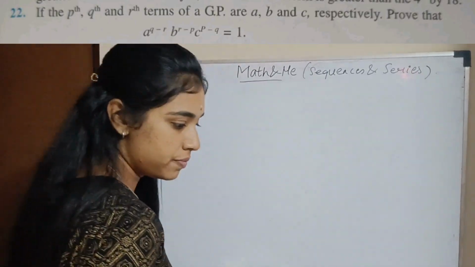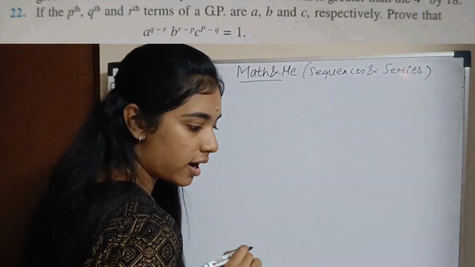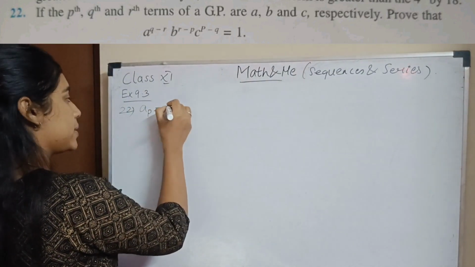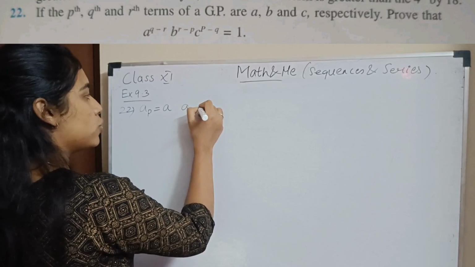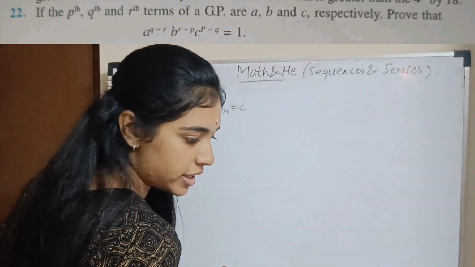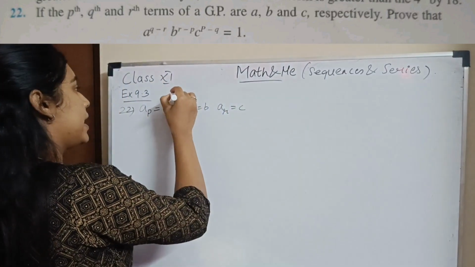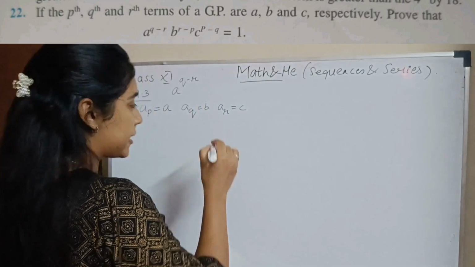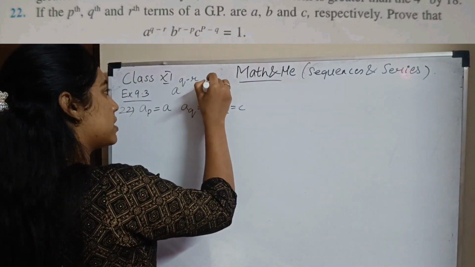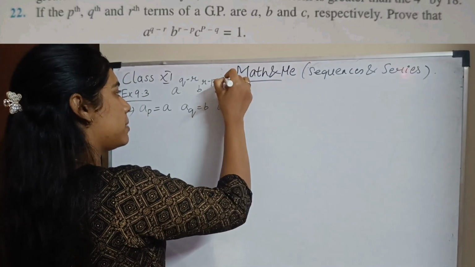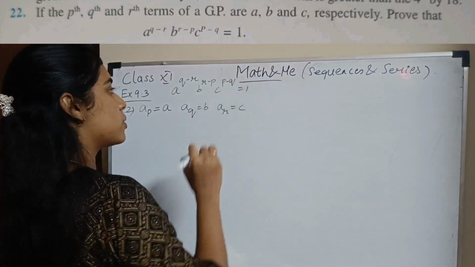Question number 22. If the pth, qth and rth terms are a, b and c, so I have a_p equals a, a_q is b, a_r is c. I need to prove that a to the power q minus r times b to the power r minus p times c to the power p minus q equals 1.